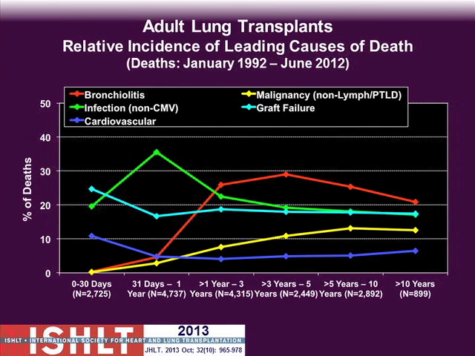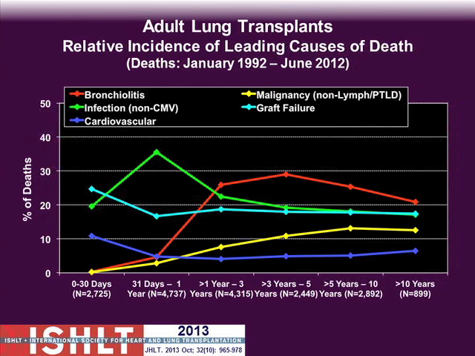Patients also die of complications of bronchiolitis obliterans, and usually that's infection. If you look at the green line on this chart, you can see infection peaks from 31 days to 1 year. The reason for this is that in the first year, immunosuppression is extremely high, kept at high levels as the lung starts to accommodate itself in its new environment. This risk of infection decreases as immunosuppression is lowered, but continues to be a problem throughout transplant for all of these recipients. Malignancy, represented by the yellow line, continues to increase as the patient lives on.